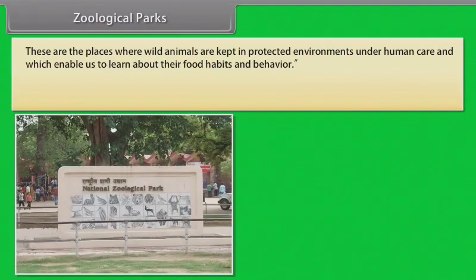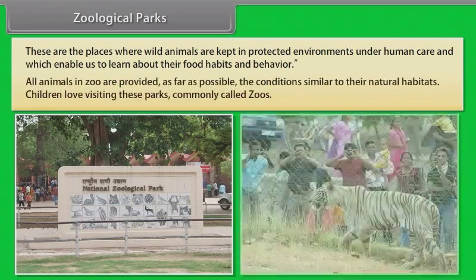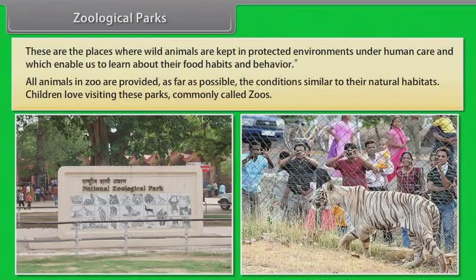Zoological Park: These are the places where wild animals are kept in protected environments under human care, which enable us to learn about their food habits and behavior. All animals in zoos are provided, as far as possible, conditions similar to their natural habitats. Children love visiting these parks, commonly called zoos.